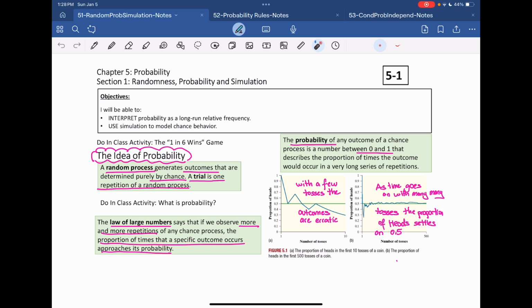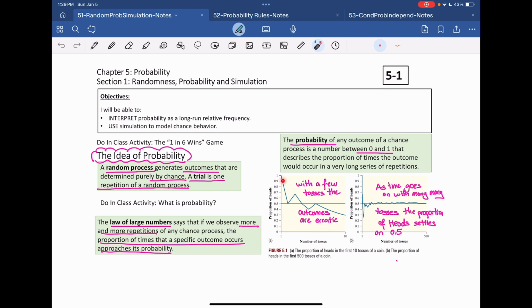But so this is the number of tosses, coin tosses. So if you only tossed a coin a couple of times, you're either going to get heads or tails. If you're counting the probability of heads, and if the first toss is a head, then it's 100% chance you got heads. We know that the theoretical probability of getting heads is not 1 or 100%. It's 0.5 or 50%. However, in the short run, with few tosses, the outcomes are very erratic.